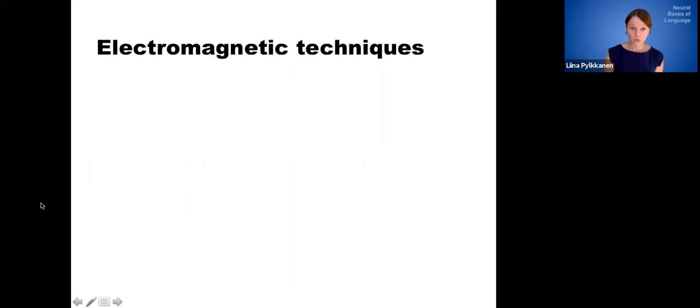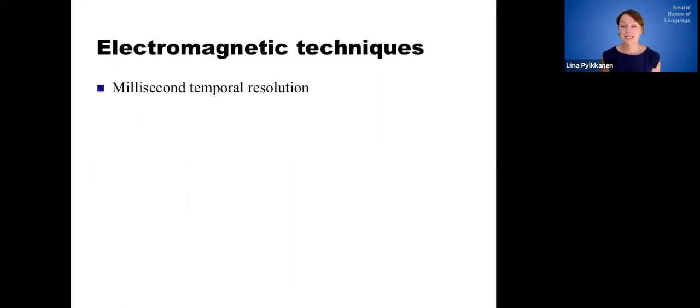Okay, so these techniques are really important for the neuroscience of language because they have the temporal resolution that we need in order to characterize the rapid temporal dynamics of language processing. So both of these techniques have a temporal resolution at the millisecond level, and that's the correct temporal resolution for language processing.